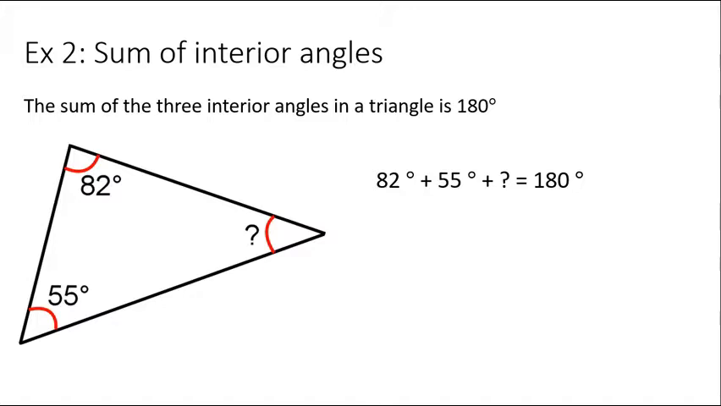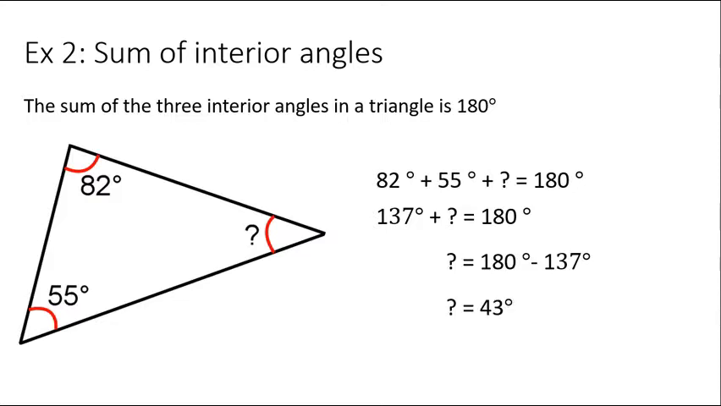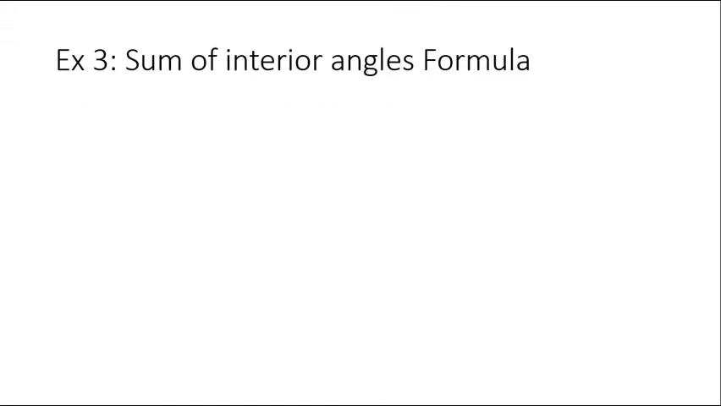To solve for the missing angle, again, we add the 2 angles up. 82 plus 55 gives us 137. Plus the missing angle equals 180. And we just subtract 137 from both sides. So we get 180 minus 137, and that gives us an angle of 43 degrees.